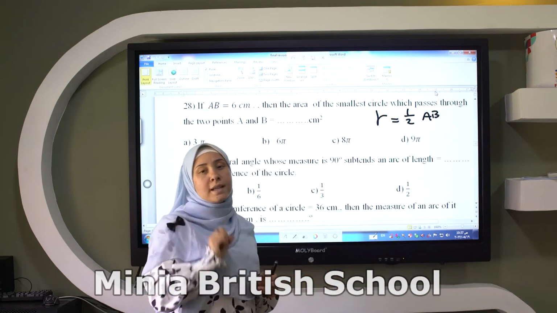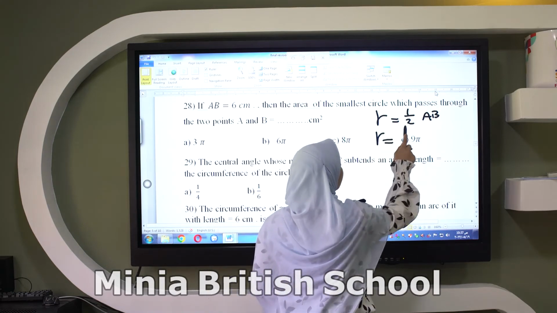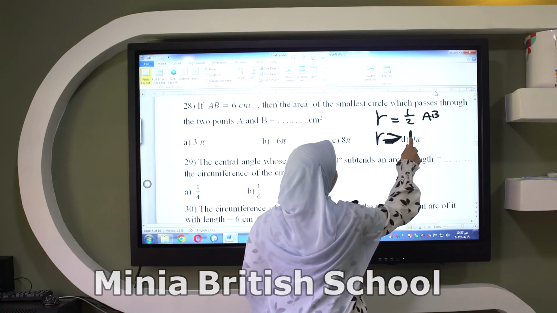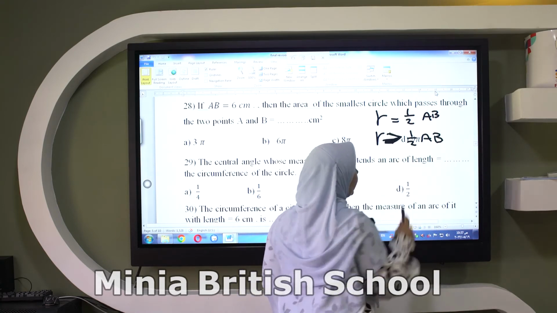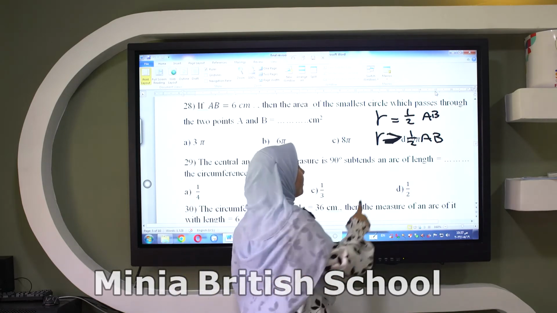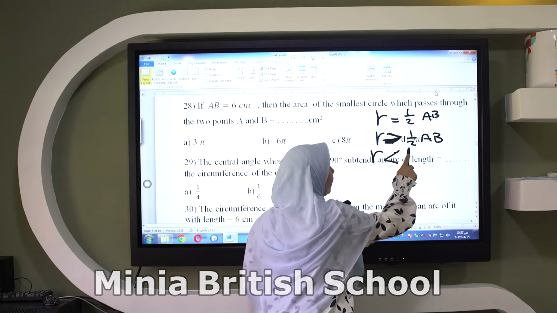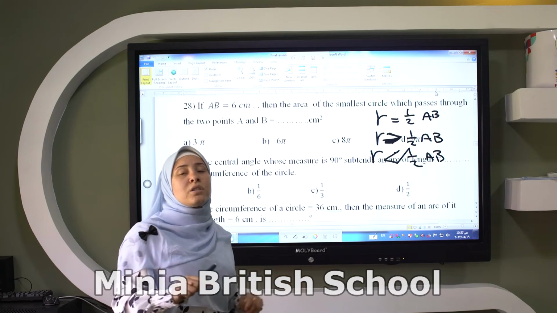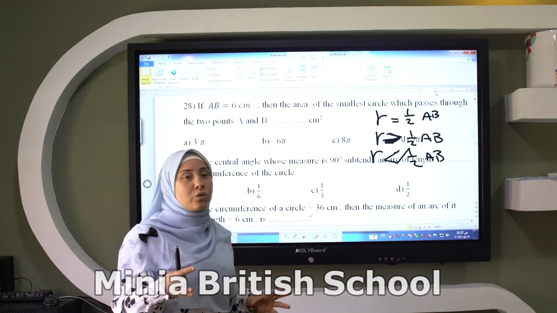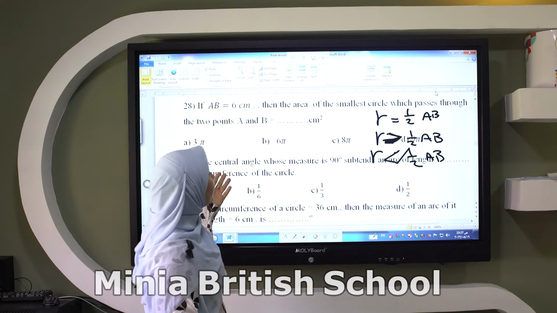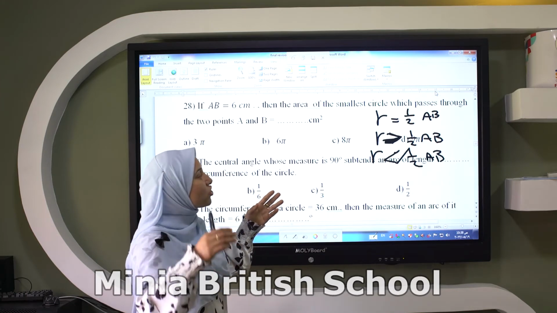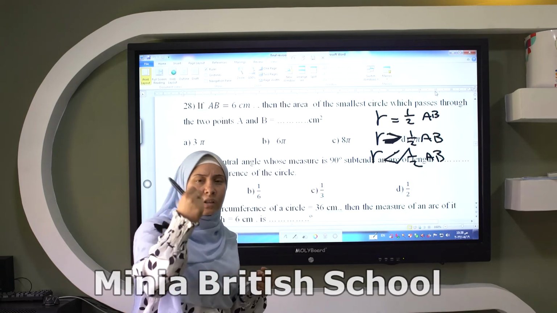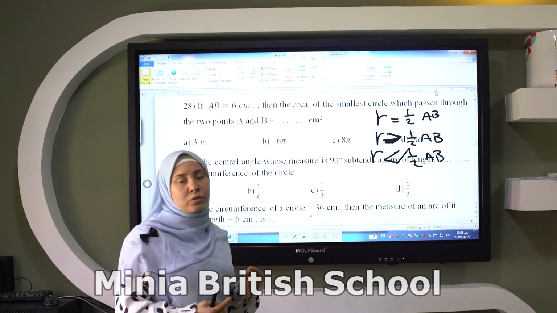Only one circle can be drawn. But if the radius is greater than half the length of AB, you can draw 2 circles. But if the radius length is less than half of AB, it is impossible to draw a circle passing through the 2 points A and B. Okay, so here you need to find the area of the smallest circle which passes through the 2 points. So here there is only one circle passing through the 2 points A and B.